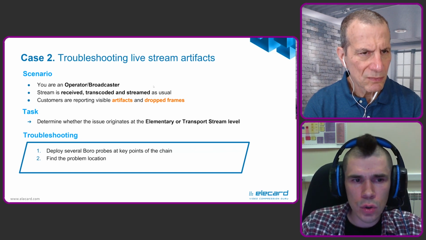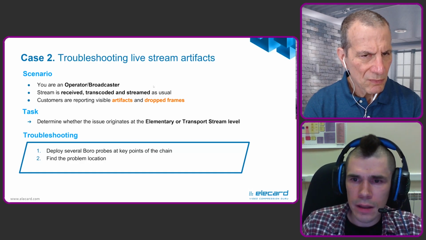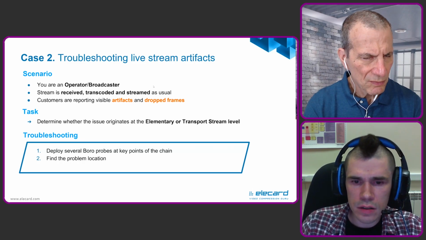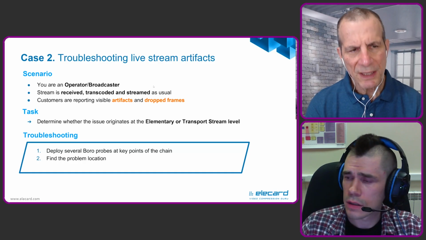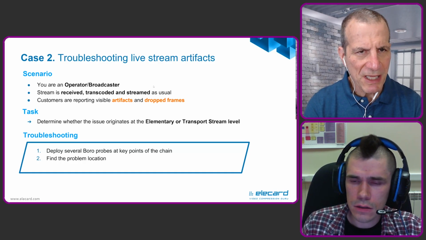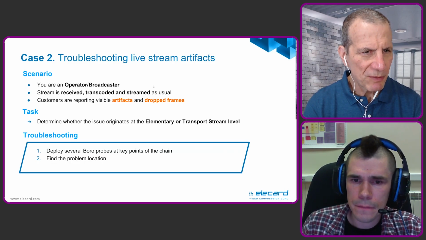We need to determine whether we have the error on the elementary level, let's say video level, or we have errors with the delivery on the transport stream level. I'm sorry for interrupting. What's the configuration here? I mean, I'm a live streaming broadcaster. I've got a CDN, I've got an origin, I've got remote viewers. Where do I put Boro to make these measurements?